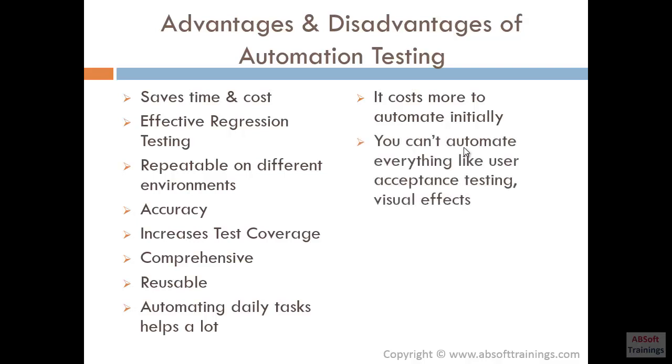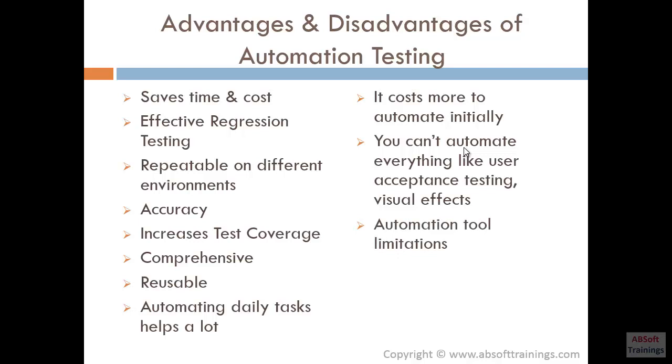There are a few more things. You can't automate everything, like acceptance testing or visual effects, graphics. There are certain areas we can't automate, and one more area is usability testing. So we need to consider those areas and we need to test them manually.